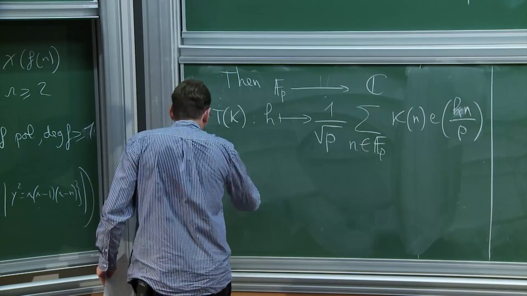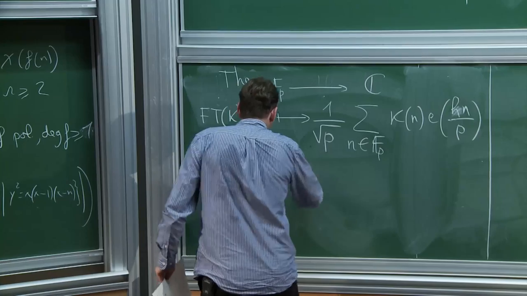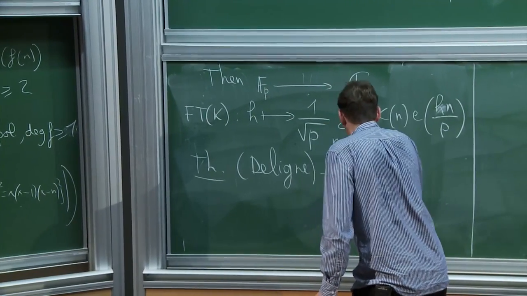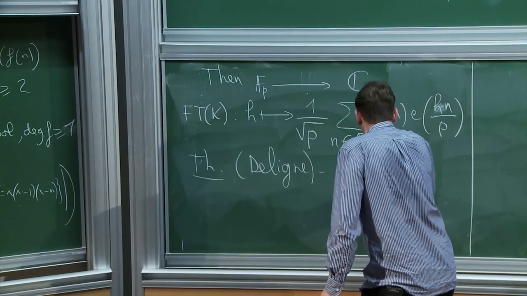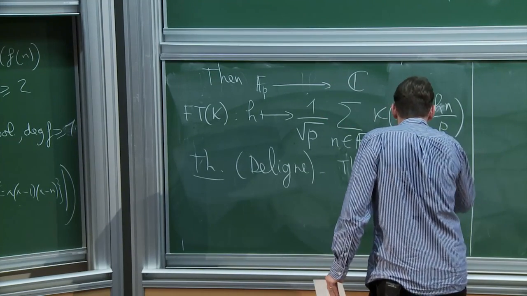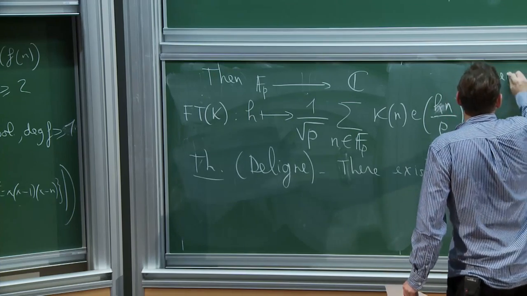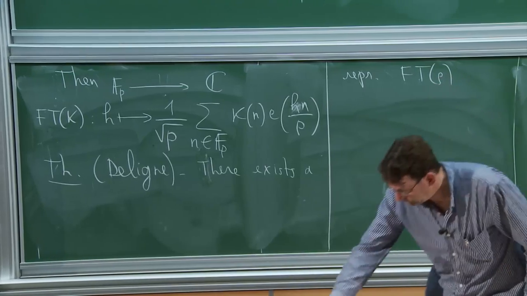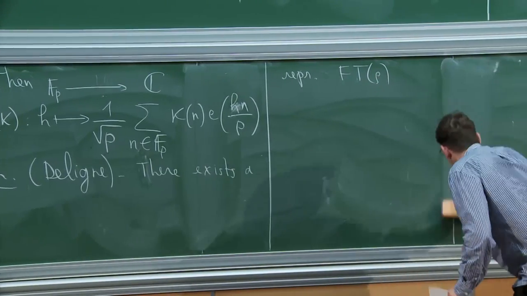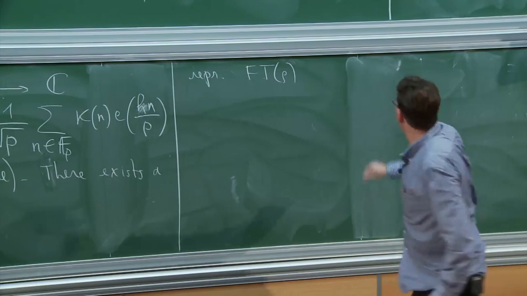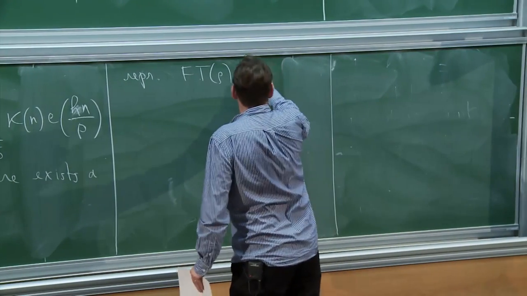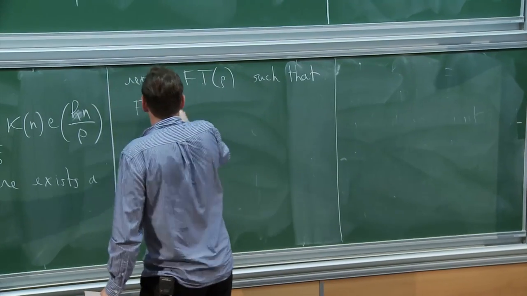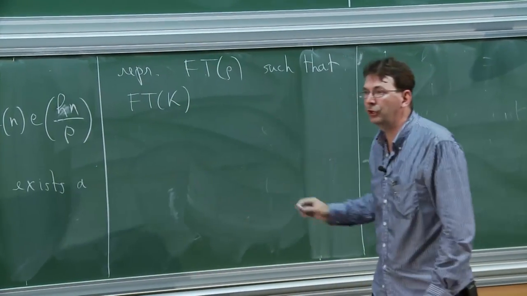So there's a theorem. It's really deep. It also uses the Riemann hypothesis in a fairly strong form. So there exists a representation Ft of rho, such that the trace function is exactly that, including all the bad primes. There's no change that has to be made.